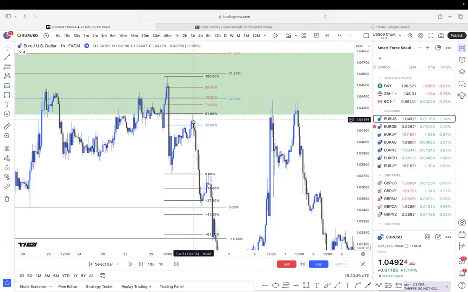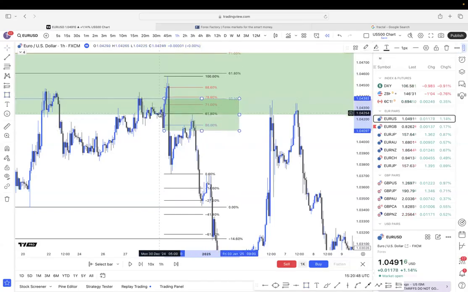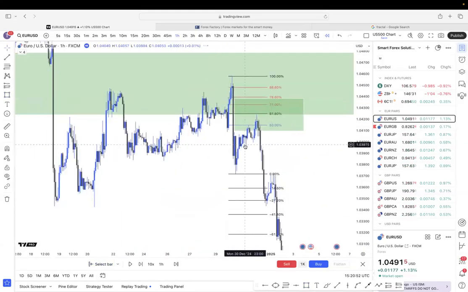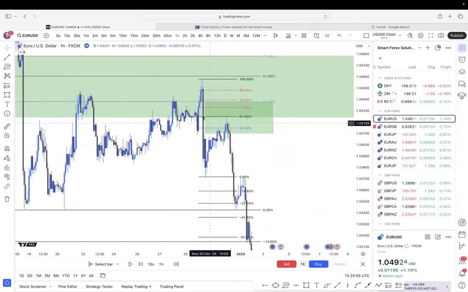But if you look at this here, the time of this particular print right here is 9 o'clock in the morning UK time. That is the London session. So inside this higher time frame area of inefficiency, which played out right about here, you can see that price action came into this area here.